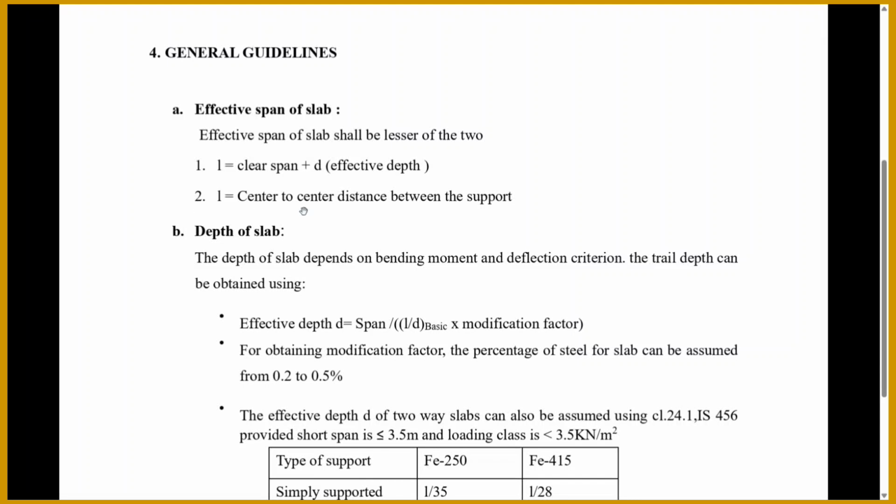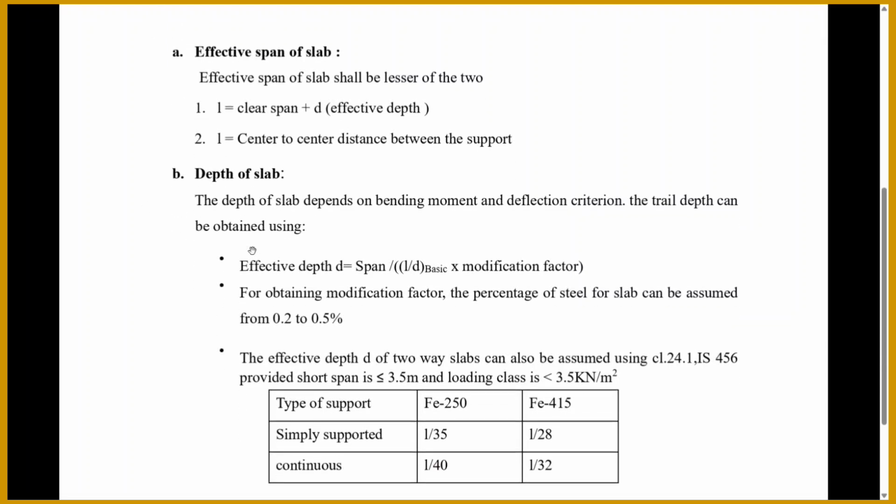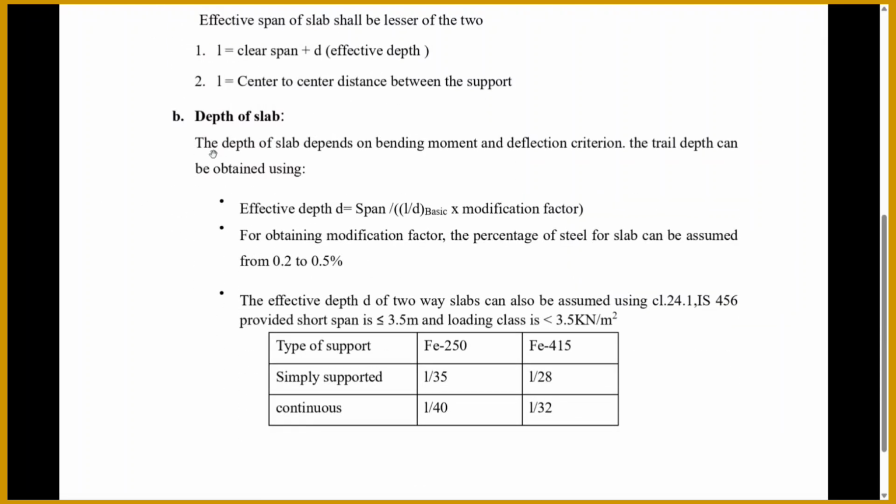Second is L, equal to the center to center distance between the supports. And next is the depth of the slab. This is the criteria for assuming the depth of the slab. The depth of the slab depends on the bending moment and the deflection criteria as per the IS code provisions.